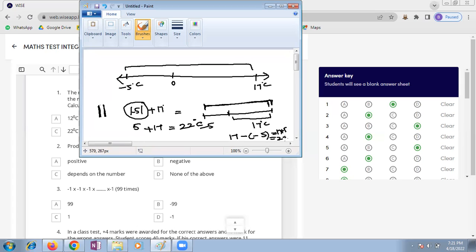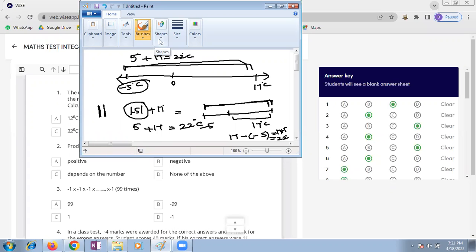This is one case you can write. Or else, since they're asking about the difference between these two places, wherever you are getting the negative value, you can take it as absolute value, children. If you take it as absolute value, it's 5 degrees. It will be easy for us, ma'am. Yes, it's 17 degrees, and you will get 22 degrees Celsius. Any doubt here? No, ma'am.